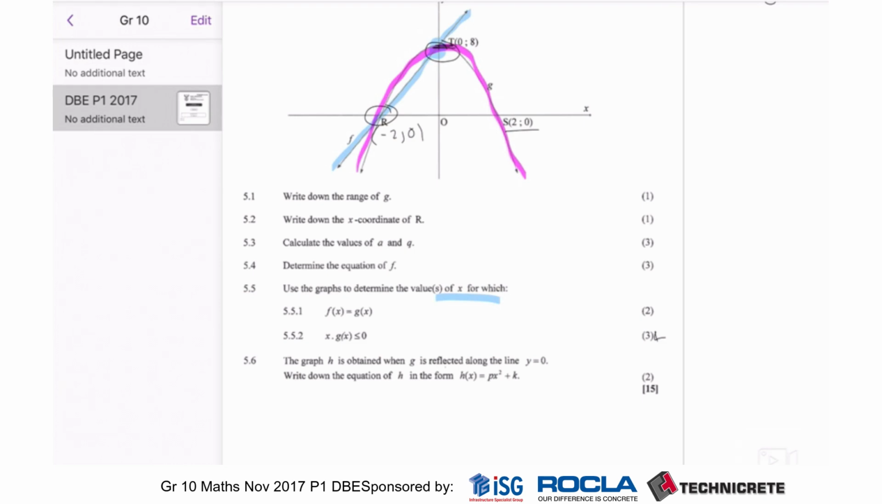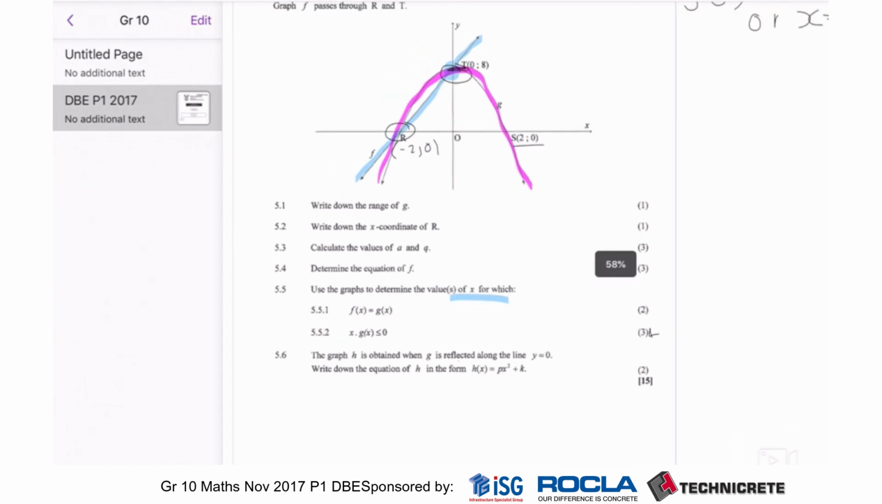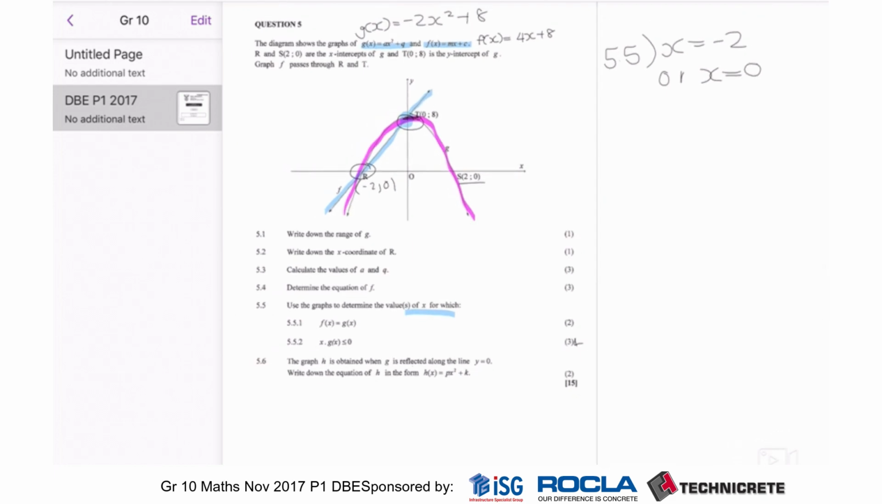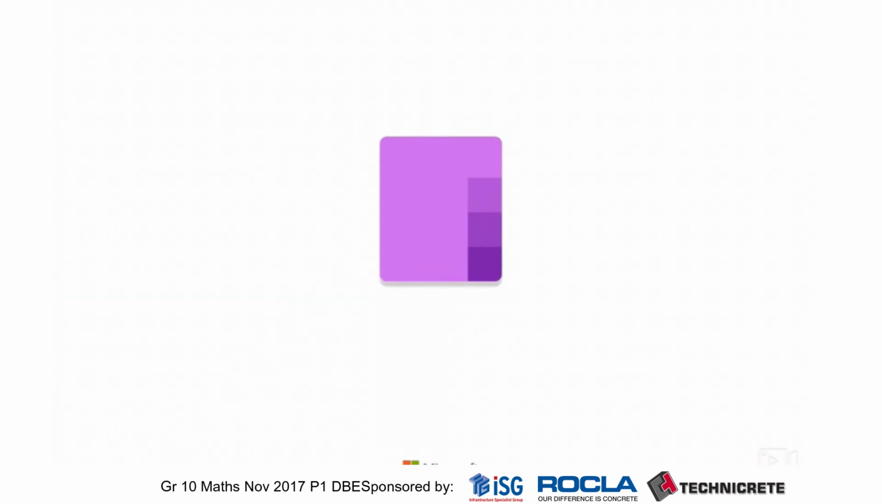The next one says, use the graph to determine the values of x for which g(x) is less than or equal to 0. Okay. So how are we going to look at this? We're going to want to look at where this graph is equal to or less than 0. Okay. And where does it fall, where the x value, where that graph is, and what are those?